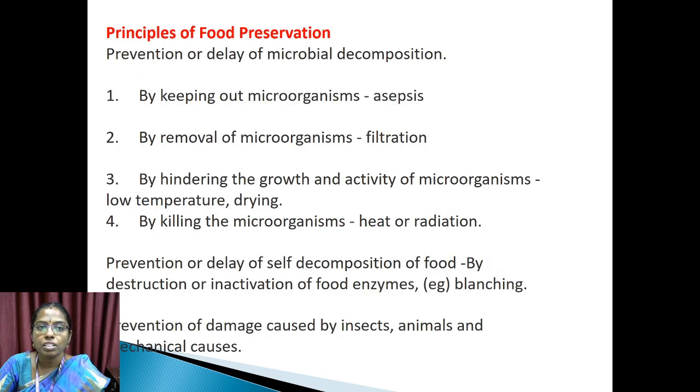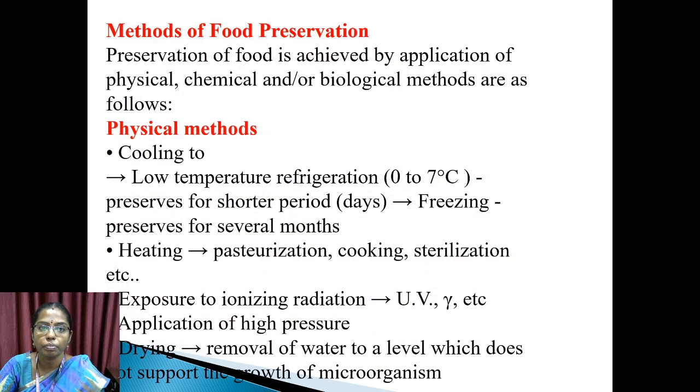The principle of food preservation is the prevention or delay of microbial decomposition. Keeping out microorganisms is called asepsis. Removal of microorganisms is filtration. Hindering the growth and activity of microorganisms is done by low temperature and drying. Killing microorganisms is done using heat or radiation. Prevention or delay of self-decomposition of food is done by destruction or inactivation of food enzymes, for example, blanching. Also, prevention of damage caused by insects, animals and mechanical causes.